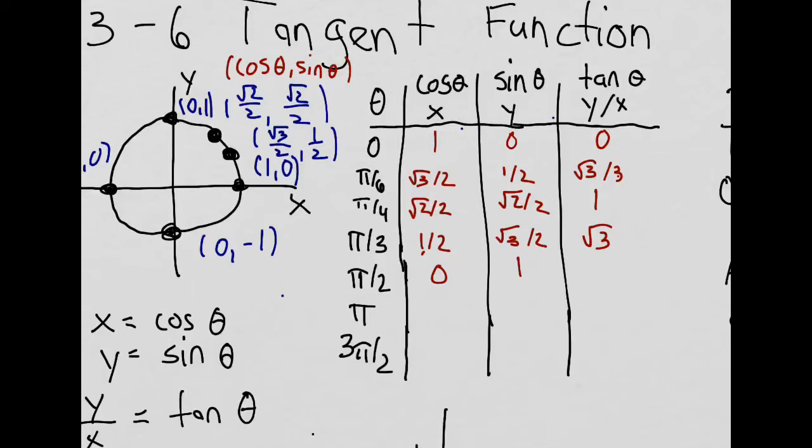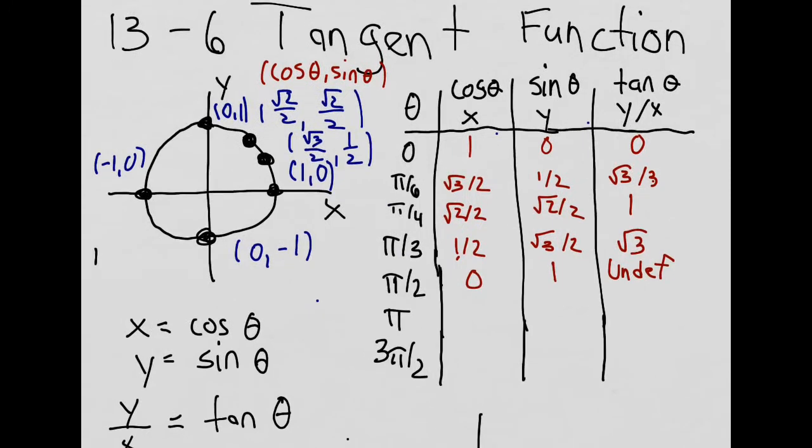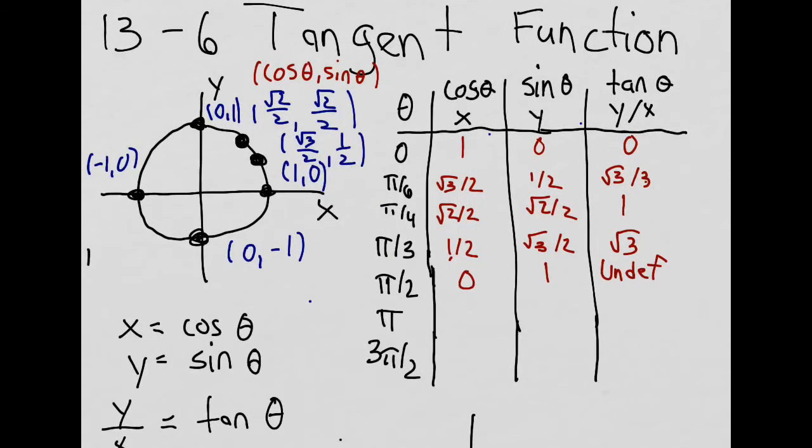Okay. Uh-oh. What happened? 1 over 0. Not good. This is undefined. So tangent, unlike sine and cosine, is undefined at certain places. Particularly whenever cosine is equal to 0, tangent is going to be undefined, right? Because you're trying to divide by a 0. And those are the most common values right there.